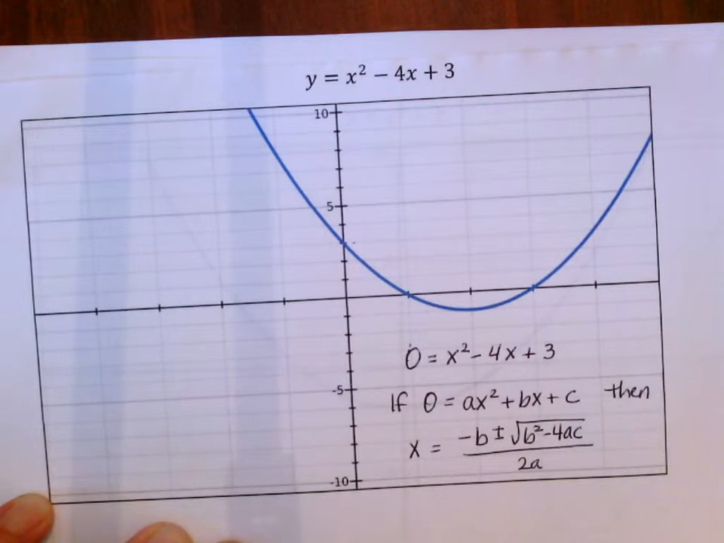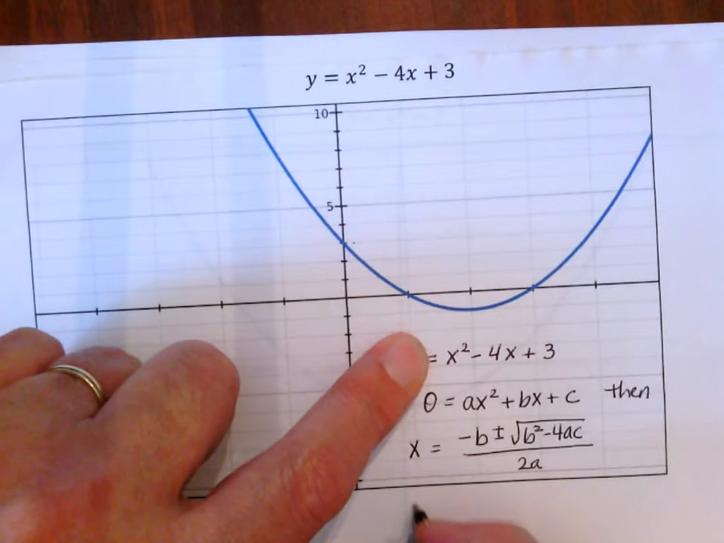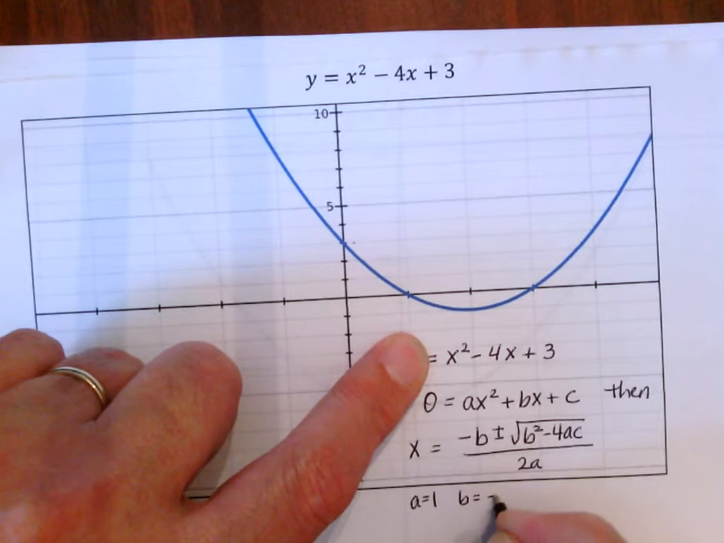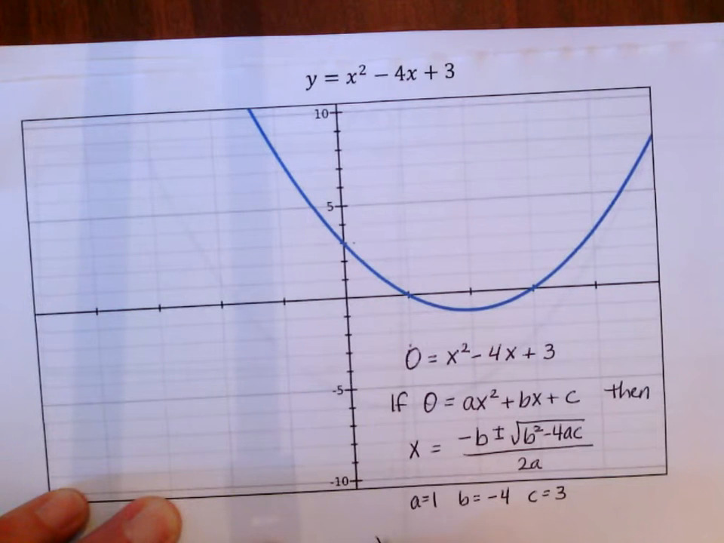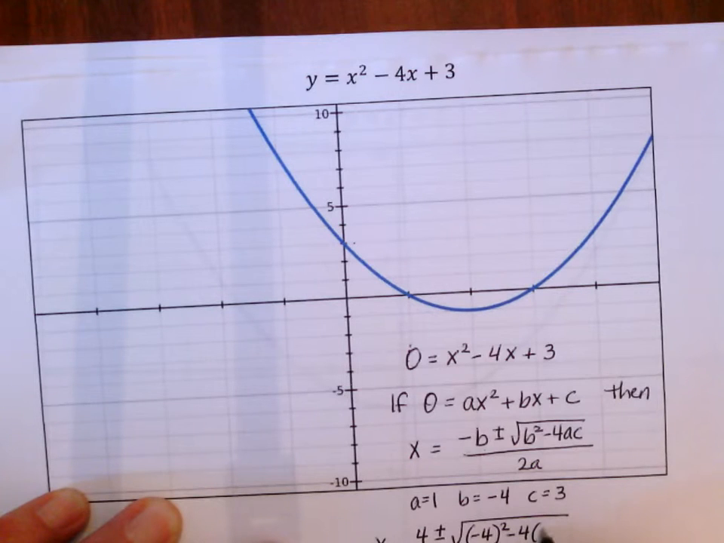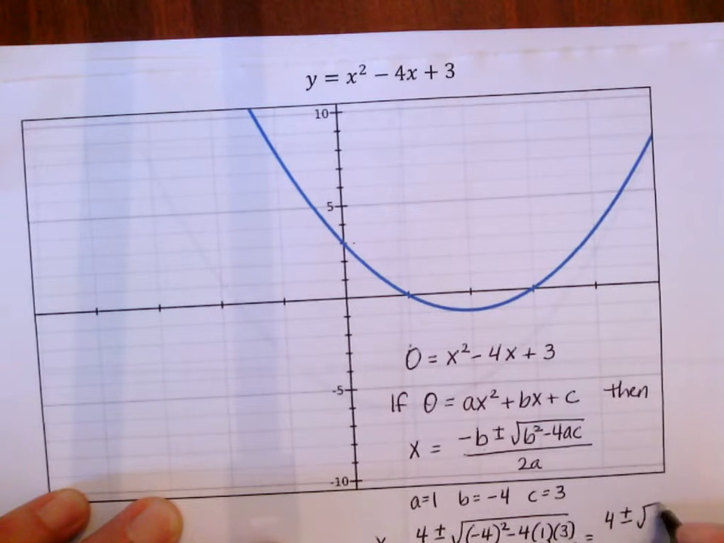So in our example, our a, the coefficient of x squared, is equal to 1, b is equal to negative 4, and c is equal to 3. So we substitute those values, and we get negative b, the opposite of negative 4, is a positive 4, plus or minus the square root of negative 4 squared minus 4 times 1 times 3 over 2 times 1. This is 4 plus or minus the portion under the radical. 16 minus 12 is 4, so plus or minus the square root of 4 over 2.